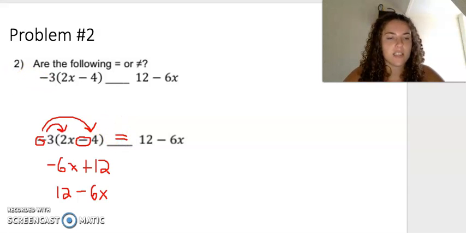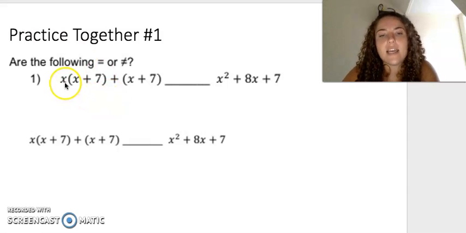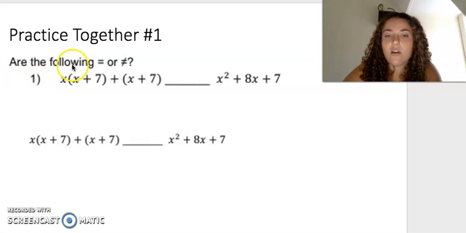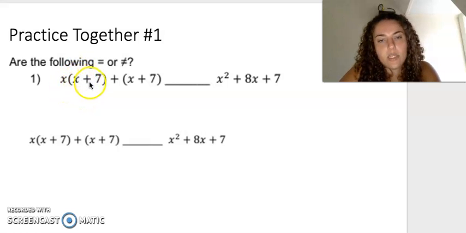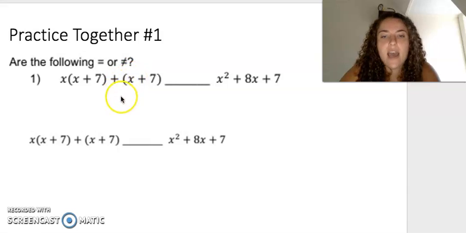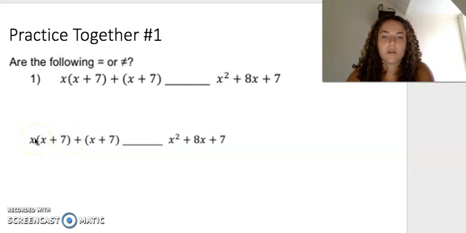Okay, now we're gonna go into a couple more practice problems together to really just nail this home. So the first problem we have here, the question's asking, are these two expressions equal or not equal to each other? So this one is x times (x plus 7) plus (x plus 7), and we're wondering if that's equal to x squared plus 8x plus 7. So again, this is the same thing. I just put it down here so I can have more room to work with.